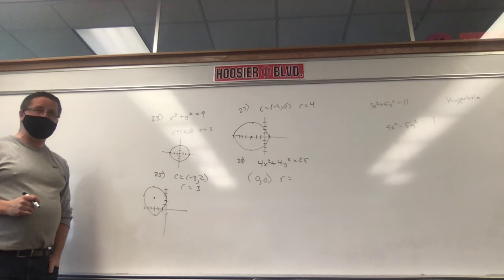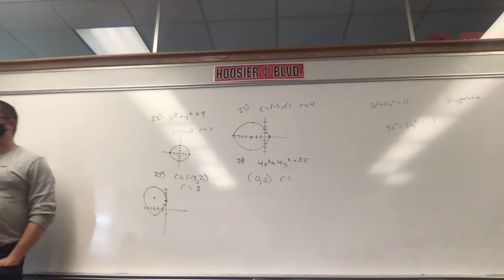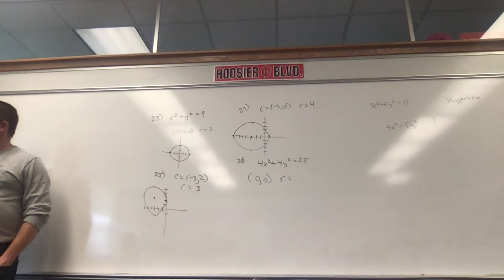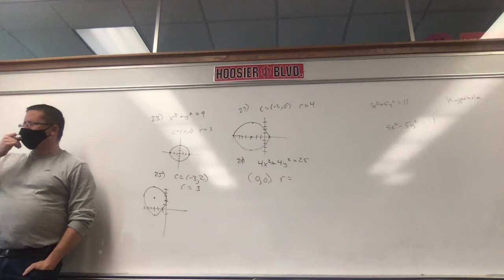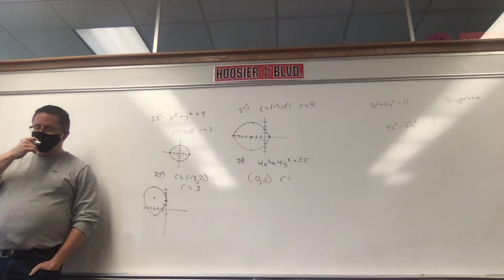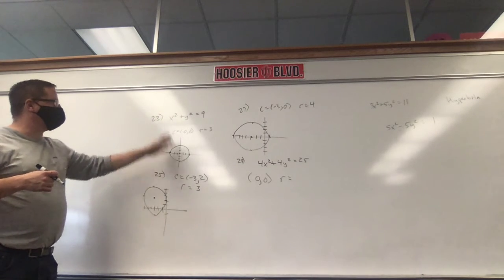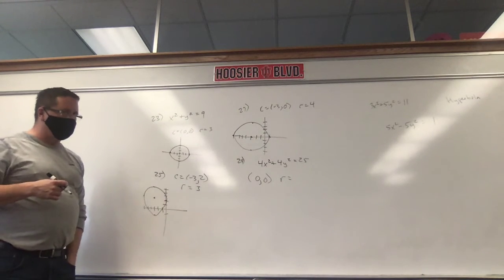Any guesses? It's not 5. Negative 5? No. A negative radius doesn't really make sense. Is it 10? Nope. 3? Give you the clue again. 8? Nope. The number in front of the x squared was always a 1. The number in front of the x squared is not a 1 right now.